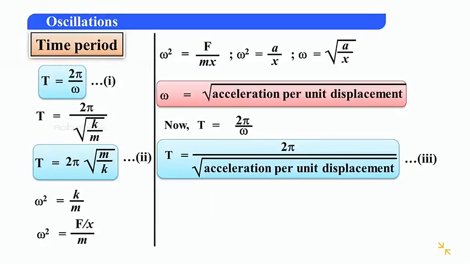and the third expression is 2 pi root of acceleration per unit displacement.